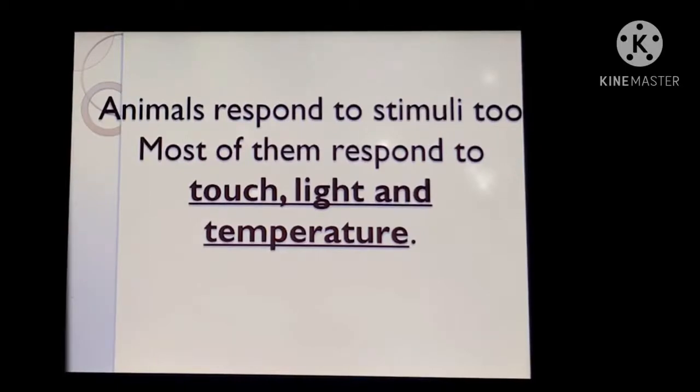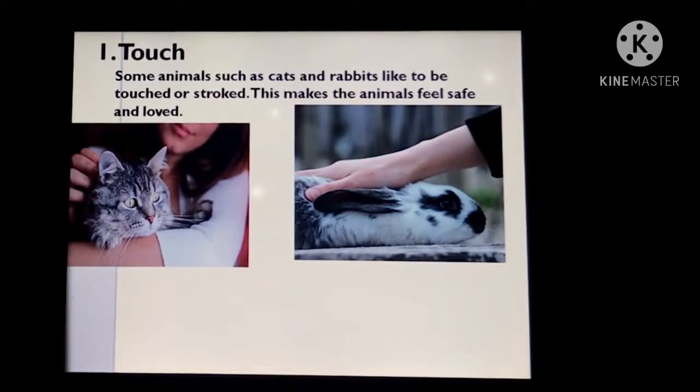Similar to plants, animals respond to stimuli too. Most of them respond to touch, light, and also the temperature. So first we'll discuss about touch. It says here some animals such as cats and rabbits like to be touched or stroked. This makes the animals feel safe and loved. Same as the dogs, they also love to be touched or stroked. That's why they are very friendly to us.